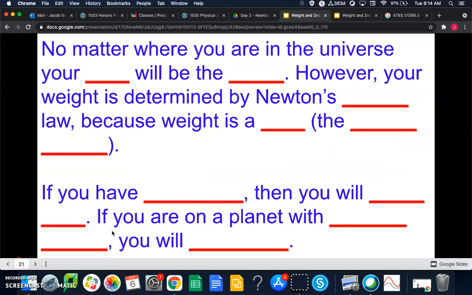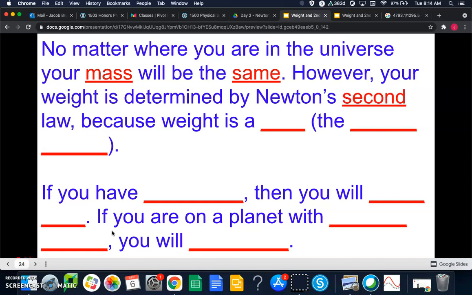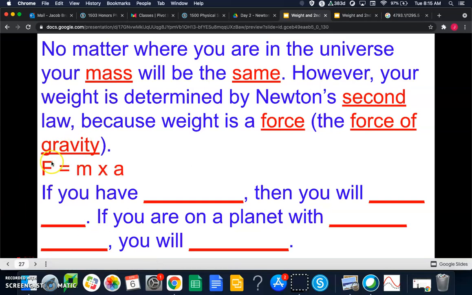No matter where you are in the universe, your mass will be the same. However, your weight is determined by Newton's second law because weight is a force, right? Sometimes it's referred to as the force of gravity. So we're going to be calculating the weights of different things on different planets today. And we're going to be using this formula for the most part, F equals m times a. And this comes from Newton's second law.